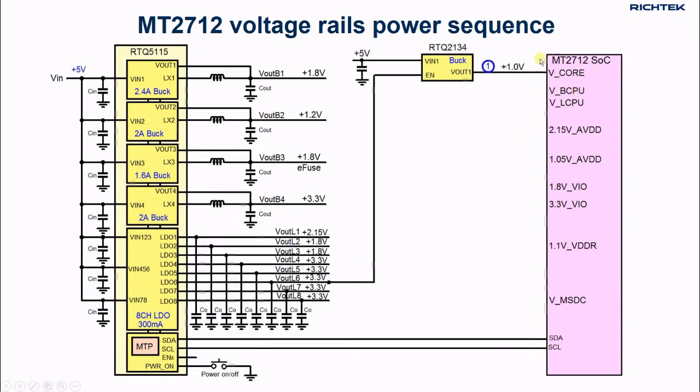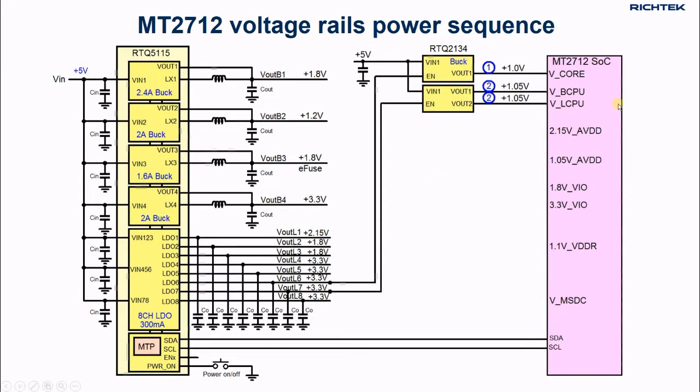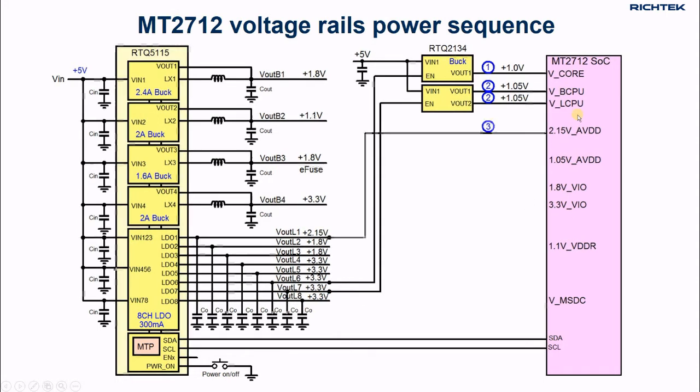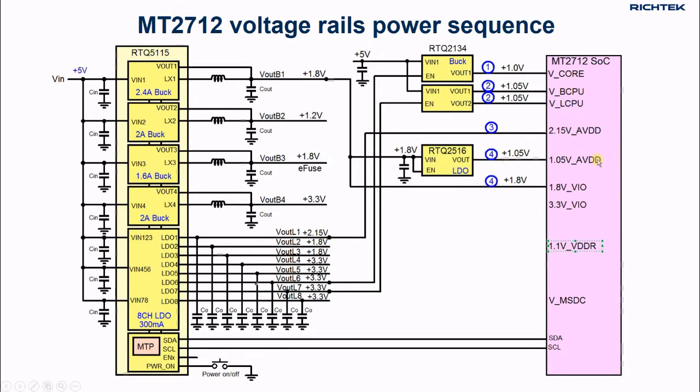Sequence 1 is the core rail, which is generated by an RTQ2134 high current PMIC and enabled by LDO6. Sequence 2 are the BCPU and LCPU rails, which are generated by another RTQ2134 PMIC and enabled by LDO7. Sequence 3 is the 2.15 AVDD, which is generated by LDO1. Sequence 4 is the 1.8 VIO, which is generated by buck1.